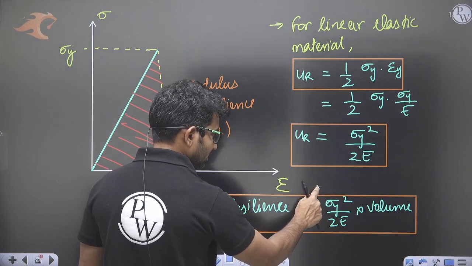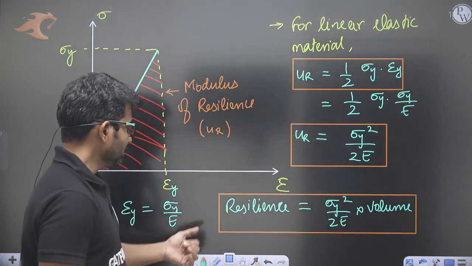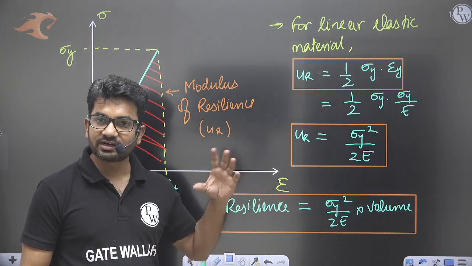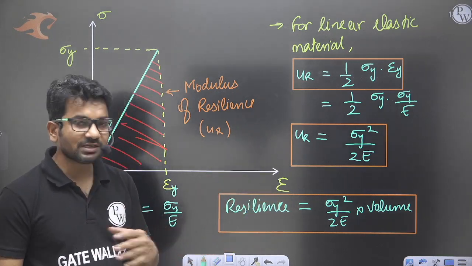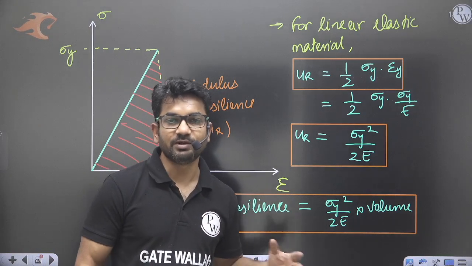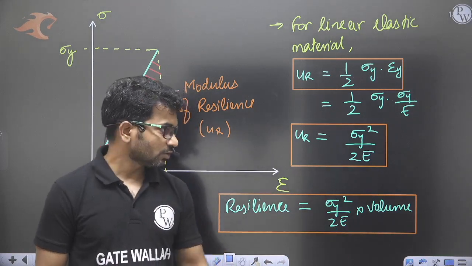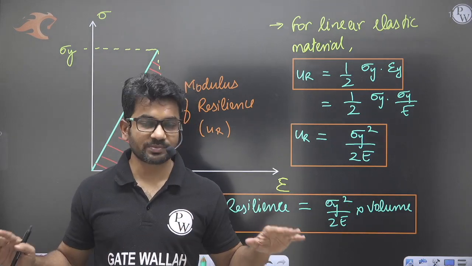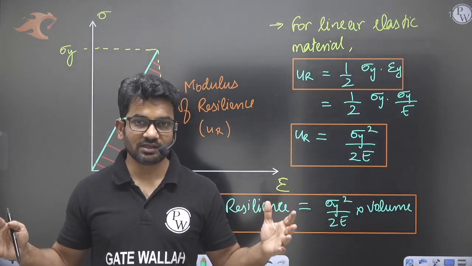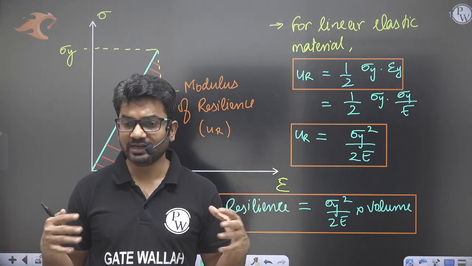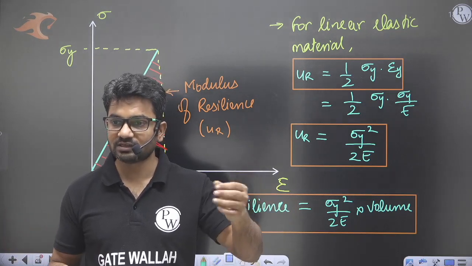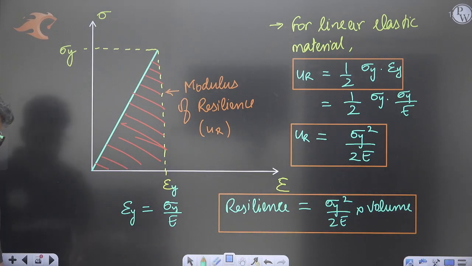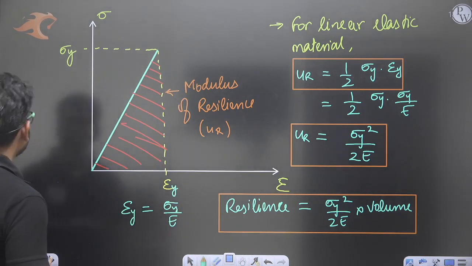Now sometimes in some books they define this term as proof resilience. So proof resilience and resilience are the same thing. In some Indian authors' books they have defined proof resilience as a separate term, but in foreign authors' books the term proof resilience does not represent anything. It is not given in any foreign author book. Indian author books have defined a separate term, sorry, proof resilience they have defined.